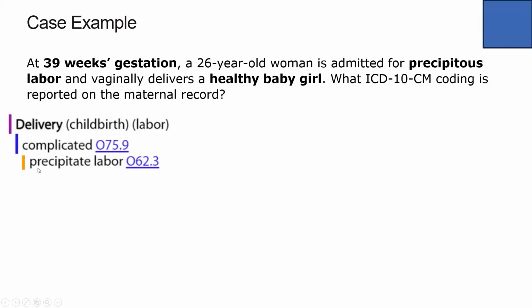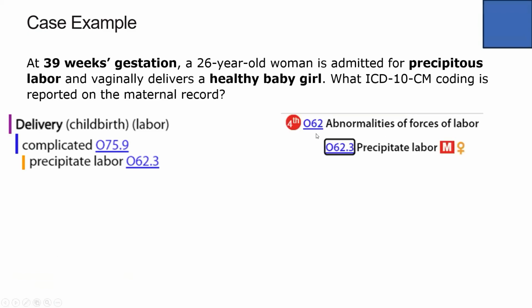So for this one, we are going to start at delivery. And we can see it's complicated because we have a delivery here. And we can see the delivery is complicated by a precipitous labor. And that is going to be O62.3. Okay. And then we're going to look this up in the tabular, and we have O62.3. We don't have any further digits, and we didn't really have any interesting notes at the category level for O62. So again, that's going to encompass why the patient was admitted for precipitous labor, and that's O62.3.